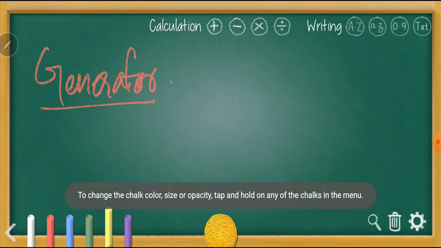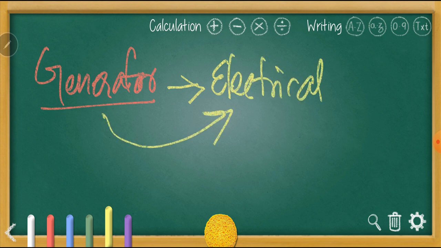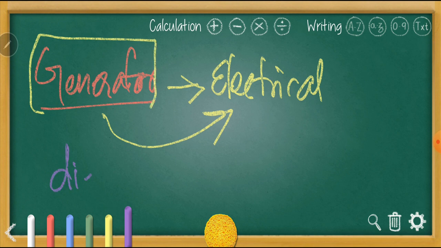It is used to produce electrical energy. A generator generates electrical energy. Now, in order for a generator to work, some kind of fuel needs to be filled. For example, usually we fill it with diesel, right? Or kerosene or petrol and so on.